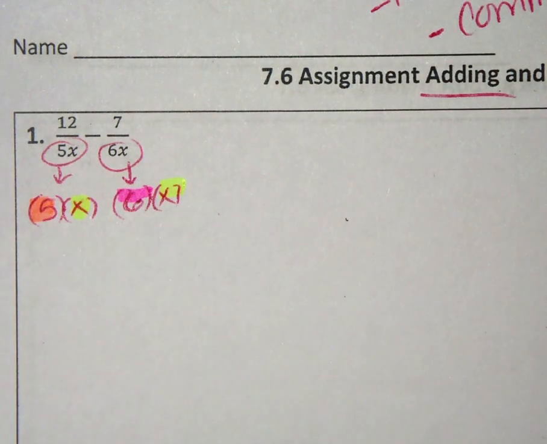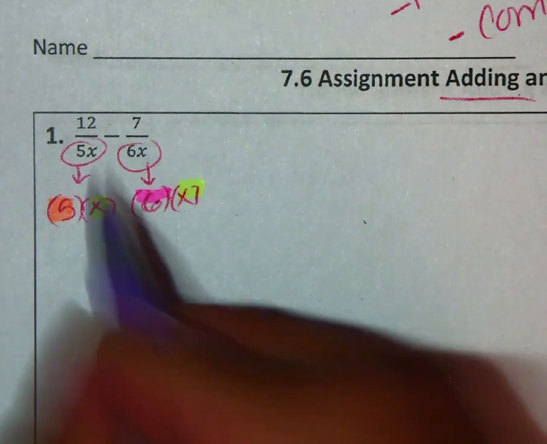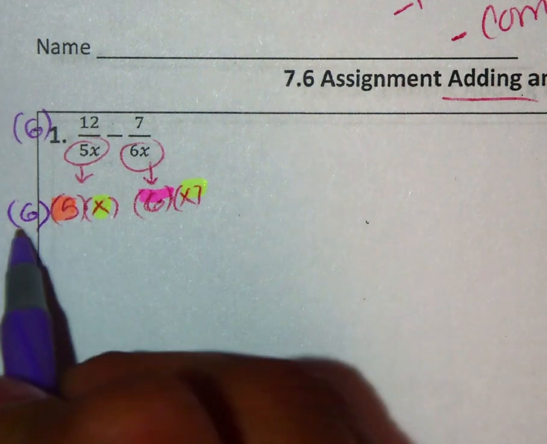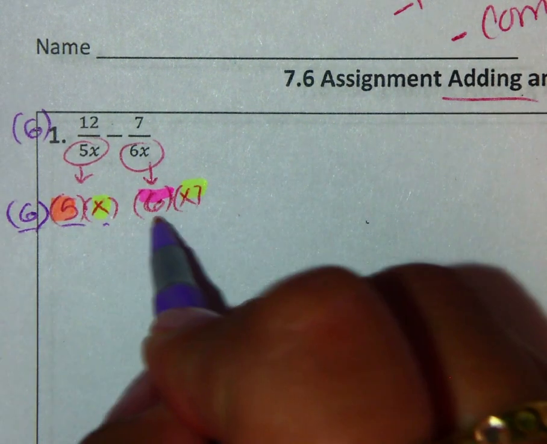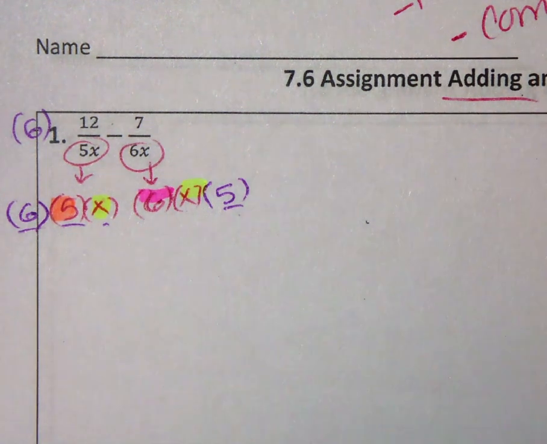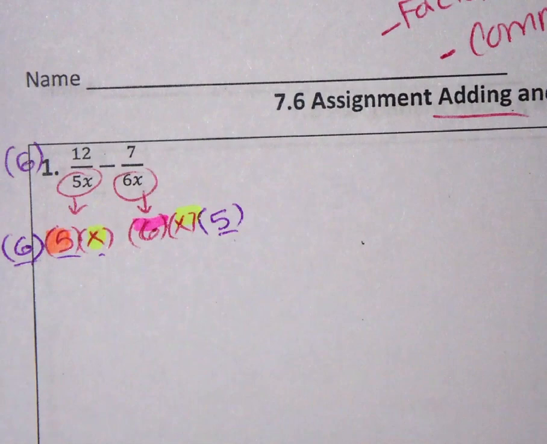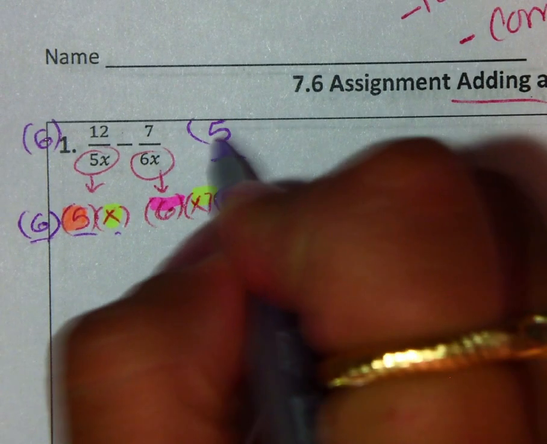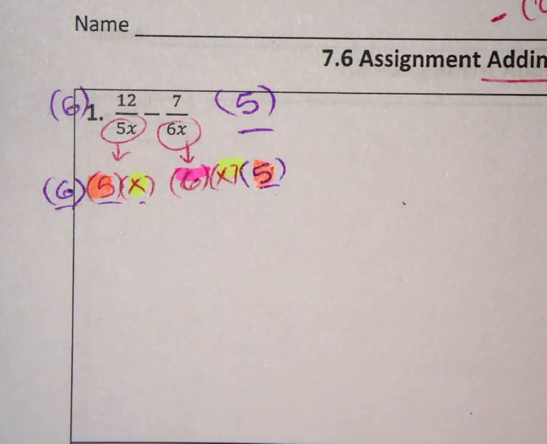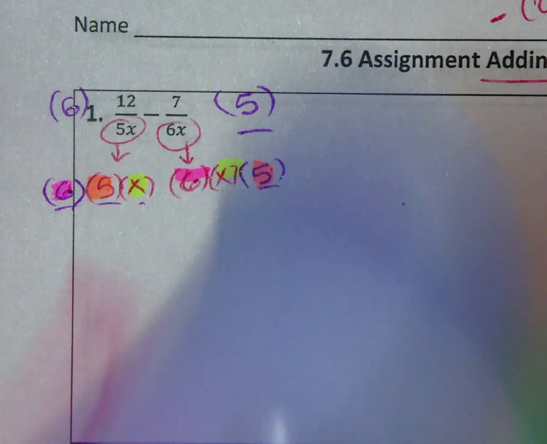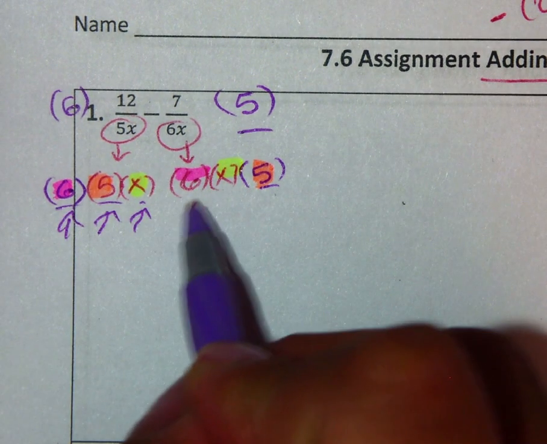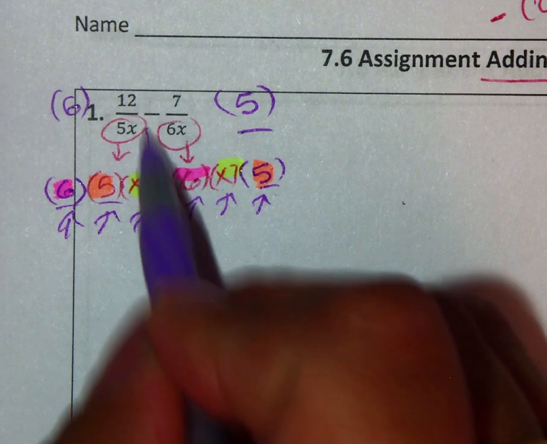So therefore, we want to multiply the fraction on the left side times 6. That way we can also have the 6 as a factor. And then on this fraction, we want to multiply times 5, so we can also have the 5 as a factor. But if you do it to the denominator, you also got to do it to the numerator. And I'm just going to color coordinate so you can see how they are now like terms. They're common denominators because they have the same amounts of factors. Both of the fractions have the same factors.